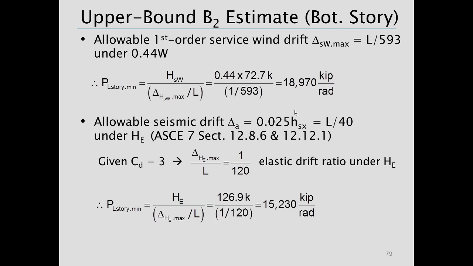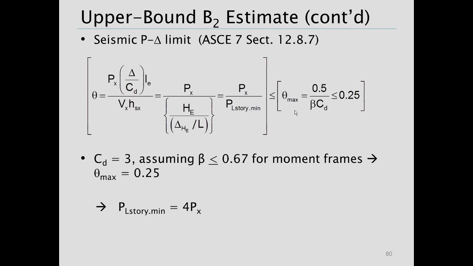So for our wind drift, if that's our limit, if we plug that in, we get 18,970. If we go to our seismic drift limit, similar to what we had before, that elastic drift limit is 1 over 120, and so the PL story minimum to satisfy that is 15,230. So far the wind drift limit is going to govern here. Let's look at our seismic P delta.